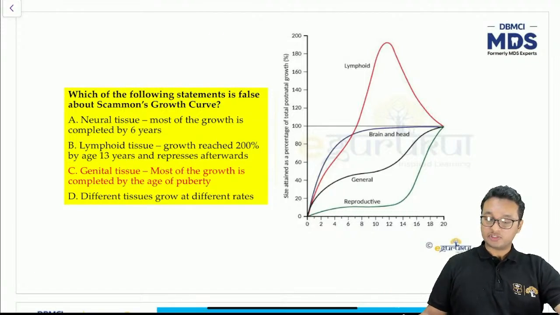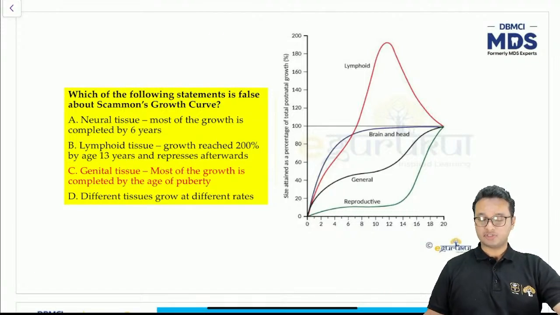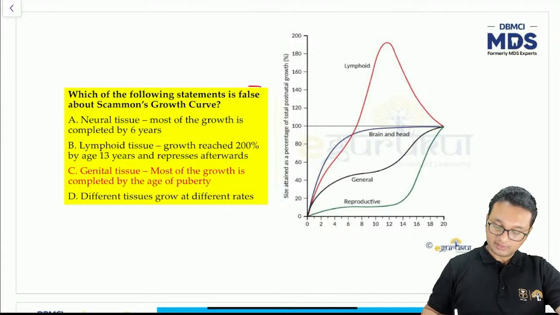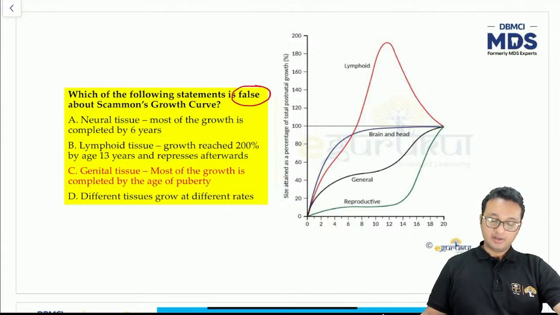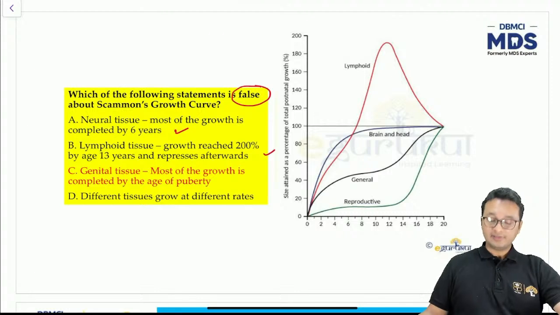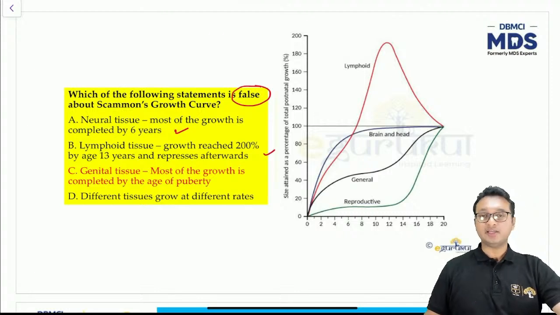Another application based question from Scammon's growth curve. Which of the following statements is false about Scammon's growth curve? Neural tissue, most of the growth is completed by 6 years. This is true. Lymphoid tissue, the growth reaches 200% by age 13 and regresses afterwards. This is also true.